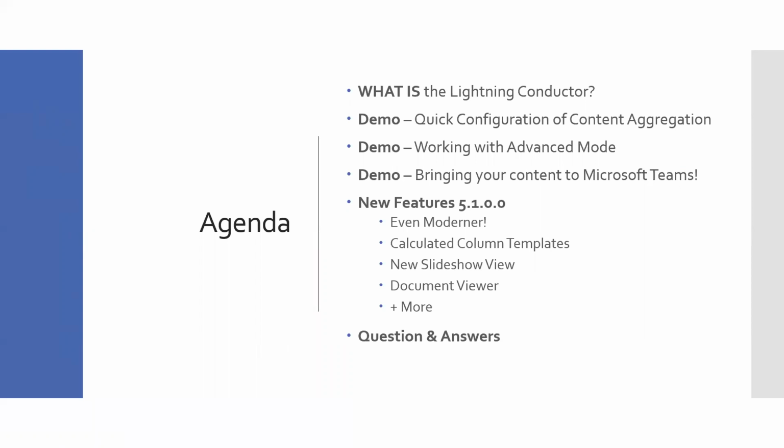But yeah, we're going to be taking a look at the Lightning Conductor, what it can do for you, and we're going to jump straight into some demonstrations of using the quick configuration, first of all, so we can build content aggregation very quickly with some standard type scenarios of aggregating tasks and document libraries and things like that. We'll also be working in the advanced mode today, so we'll have a look at what the advanced mode can give you that the quick configuration cannot. And we'll also be building some content views inside of Microsoft Teams as well. So 3 demos before we jump into the new features of 5.1.